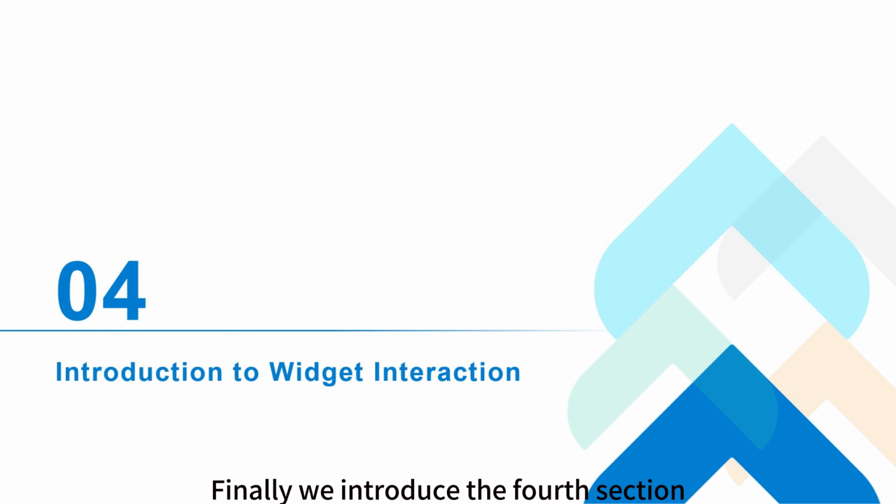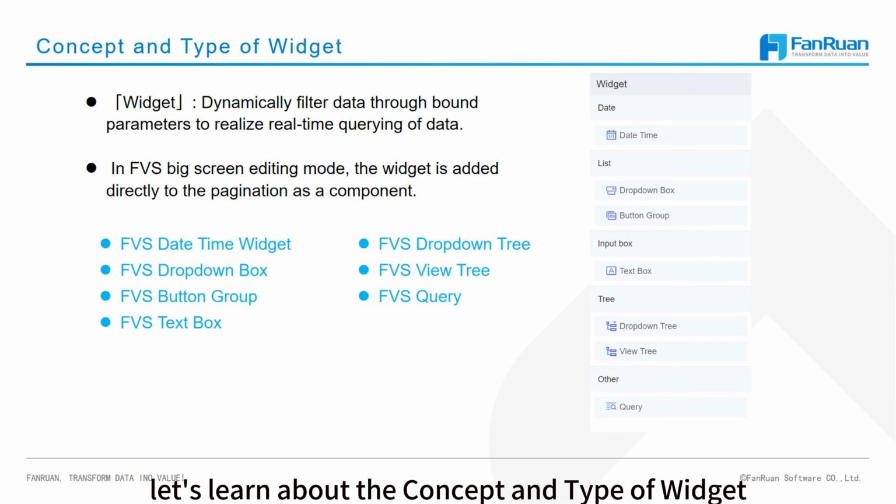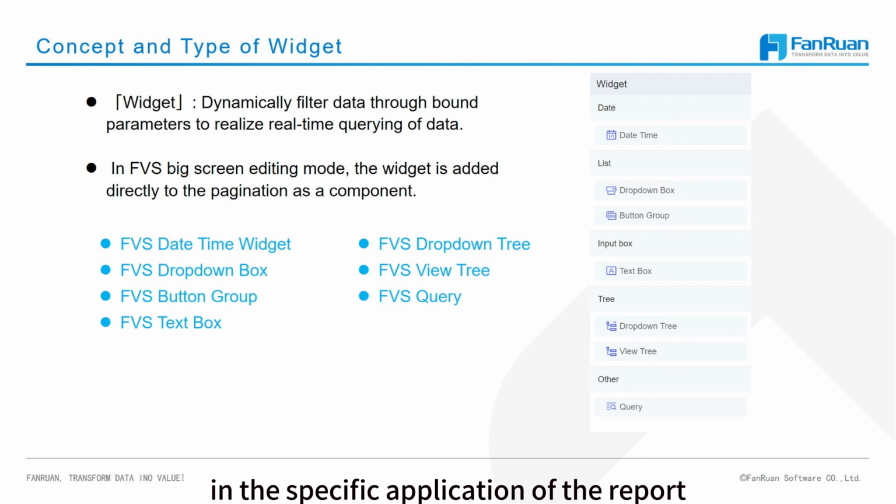Finally, we introduce the 4th section, Introduction to Widget Interaction. First of all, let's learn about the concept and type of widget. In the specific application of the report, we often do not need to present all the things in the report, but to filter out the data according to some conditions. So in Fine Report, we often bind parameters to widgets to achieve dynamic filtering of data, to ensure that the user can query the data in real time.